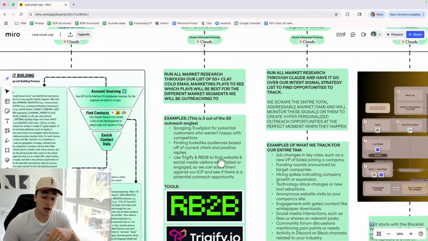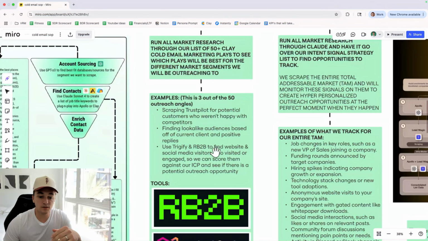Okay. And then the next one is finding lookalike audiences based off of current clients and positive replies. For example, the current clients that I have, or that one of my clients might have, we'll do a lookalike search to find more people like them so we can reach out to them. And then in those outreach messages we could say, hey, we're also working with this person who is similar in this way, this way, this way. We help them do this, this, and this. That message is going to resonate way more than a typical outreach message because there are a lot of resonating variables there. The more resonating variables you have in your cold outreach, the more likely they are to respond.